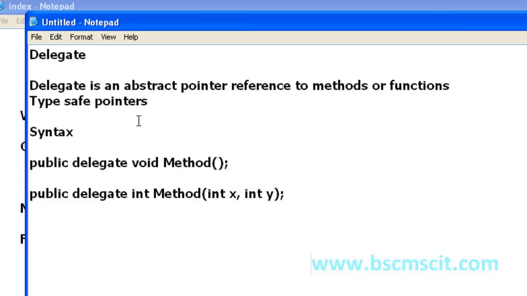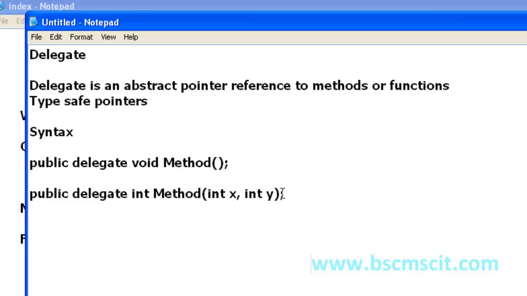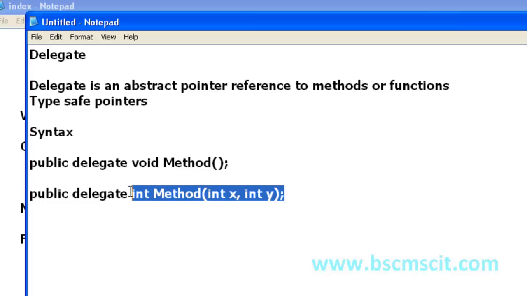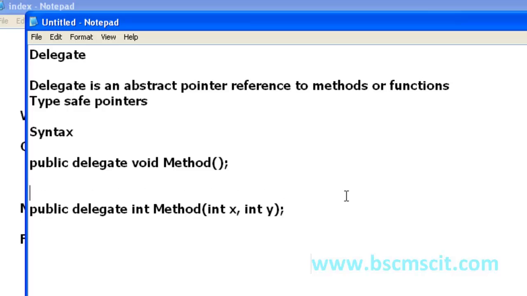What do you mean by signature? This is a signature, this is a style: a void method with no input parameters, and another one with data type integer and a method with two input parameters, int x and int y. This signature style should match with the method which you want to encapsulate. Now let me create the related methods that exactly match these signatures. Let's create the first one.